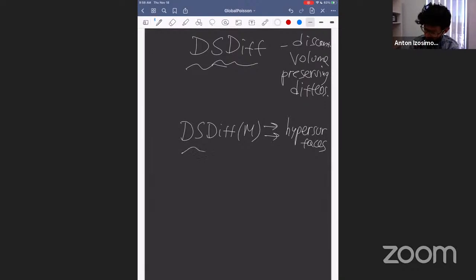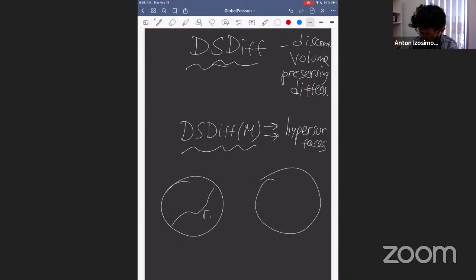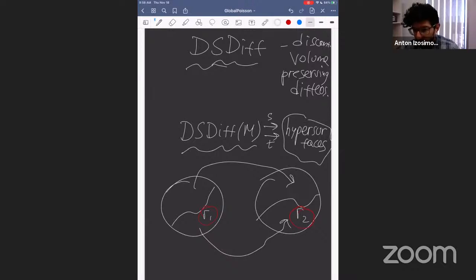Each arrow in the groupoid is a map of this kind. We have one hypersurface, we have another one, and then we have two smooth diffeomorphisms on both sides of these hypersurfaces. The source map associates gamma 1 with a given pair of maps, and the target map associates gamma 2 with a given pair of maps. So the space of objects of this groupoid is indeed the space of hypersurfaces, and the space of arrows is a pair of volume-preserving diffeomorphisms sitting on both sides of the hypersurface. So that's the groupoid.